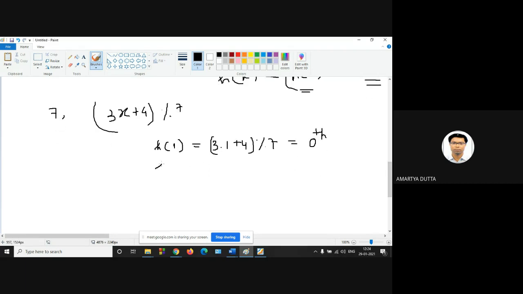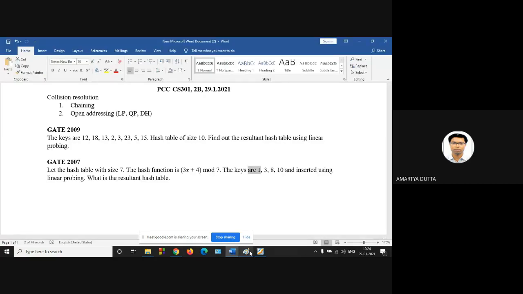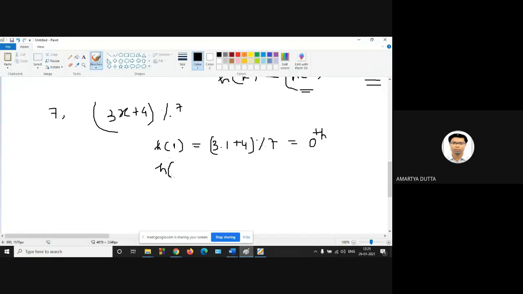So next one is H of 3. For H of 3, that is 3 into 3 plus 4, modular division 7. So what is the answer? 6. This is at 6th position.